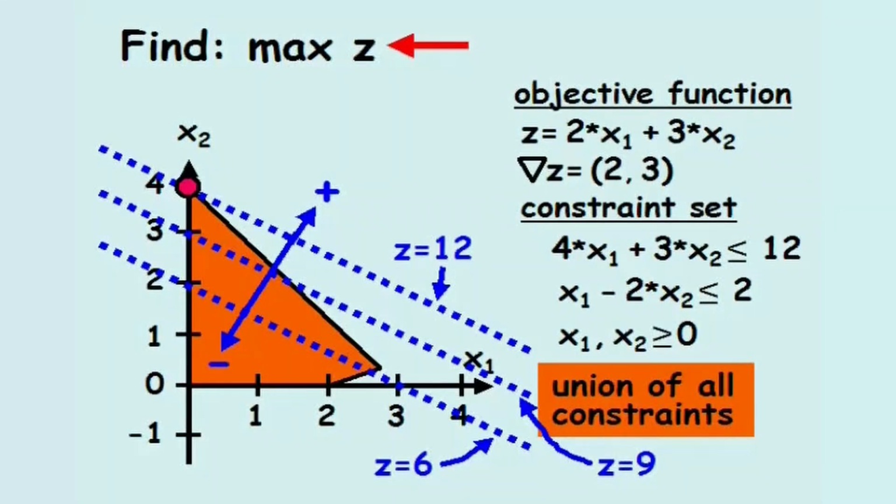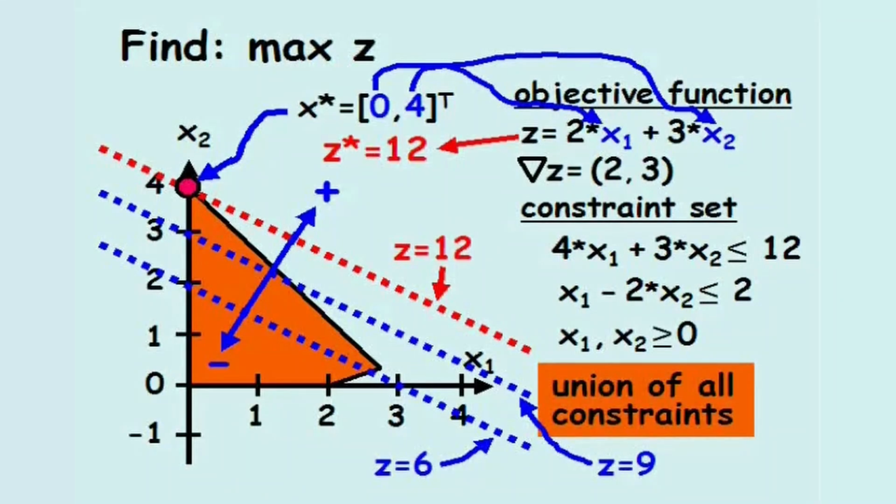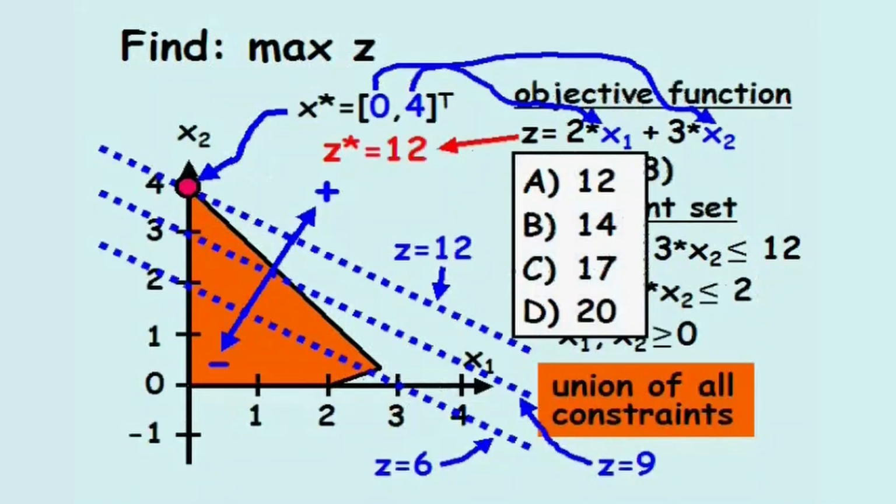As it turns out, the solution of x1 equals 0, x2 equals 4 is the optimal solution, which would generate an objective function value of z equals 12. When reviewing the possible solutions, the answer is A.